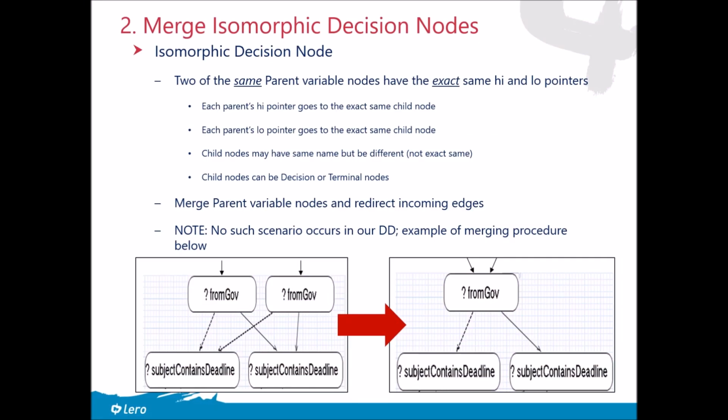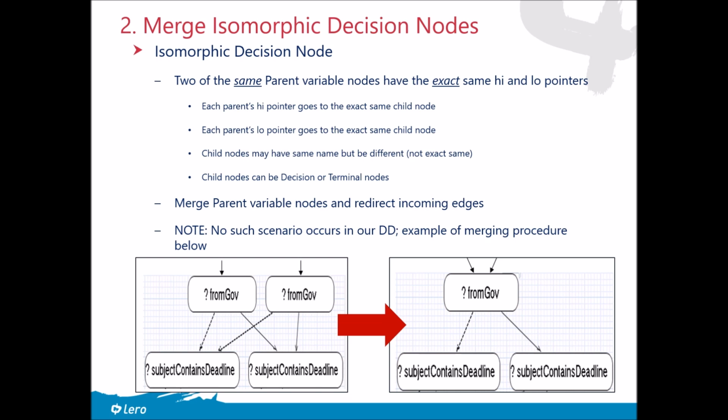Step 2 is to merge isomorphic decision nodes. So what is an isomorphic decision node? This is when 2 of the same parent variable nodes have the exact same high and low pointers. This means that each parent's high pointer goes to the exact same child node, and each parent's low pointer goes to the exact same child node. The word exact here is very important because it must be the exact same child node. Child nodes may have the same name but be different, aka they have different parents. Child nodes can be decision or terminal nodes.